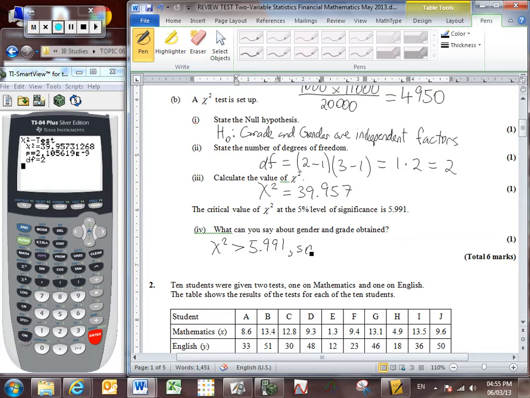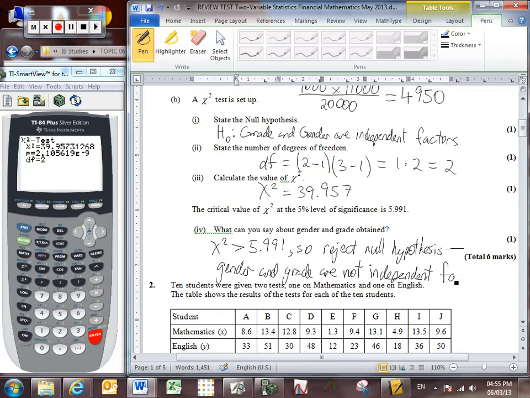that must mean that the variables are dependent upon one another. So we are going to reject the null hypothesis. And we can state then that gender and grade are not independent. Or you could say that they are dependent. Are not independent factors.